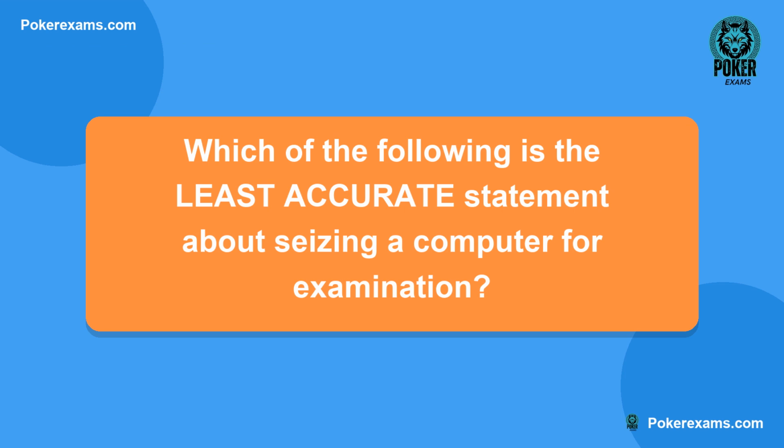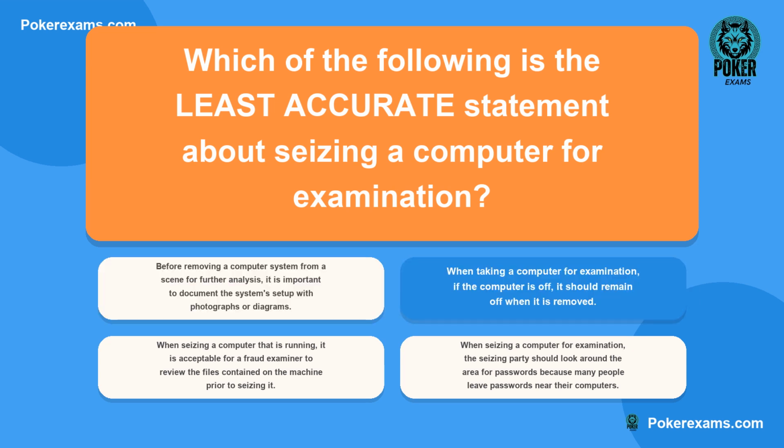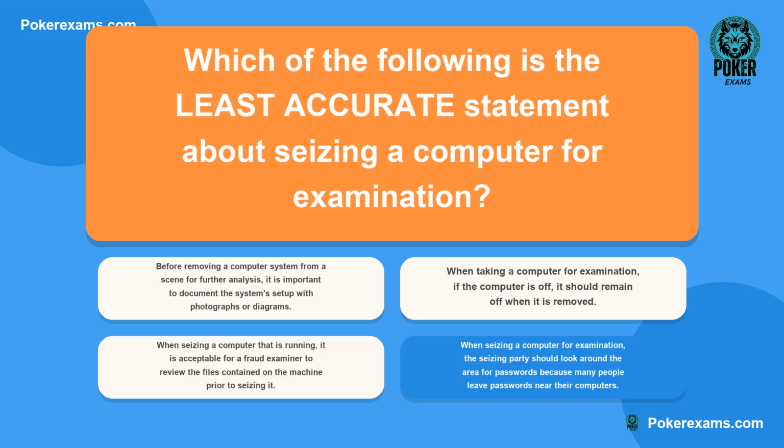Next question. Which of the following is the least accurate statement about seizing a computer for examination? Is it A, before removing a computer system from a scene for further analysis, it is important to document the system's setup with photographs or diagrams? Or B, when taking a computer for examination, if the computer is off, it should remain off when it is removed? Could it be C, when seizing a computer that is running, it is acceptable for a fraud examiner to review the files contained on the machine prior to seizing it? Or lastly, D, when seizing a computer for examination, the seizing party should look around the area for passwords because many people leave passwords near their computers?